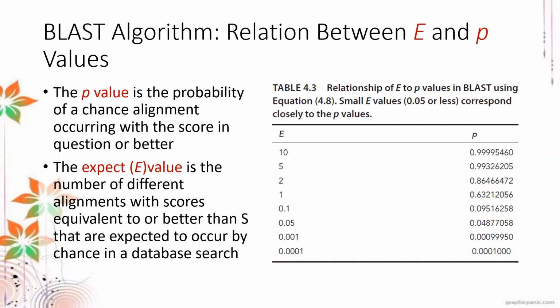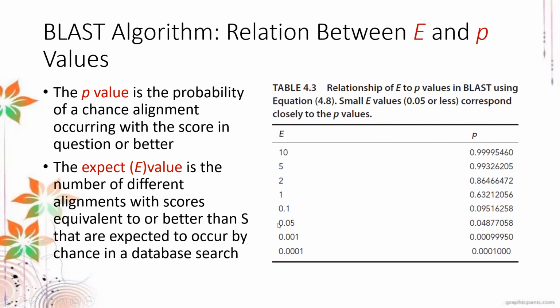Now, the expect value is calculated relative to your probability. Here is the relationship of the e to the p. So let's look at this one. So you have a p-value of 0.048. So this is less than 0.05. So we can consider this one as significant.